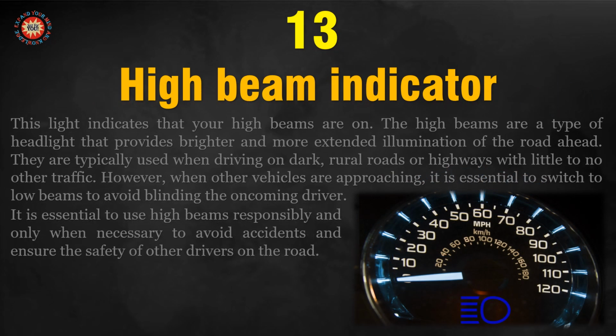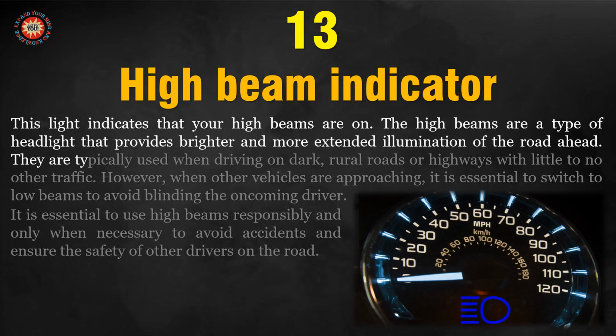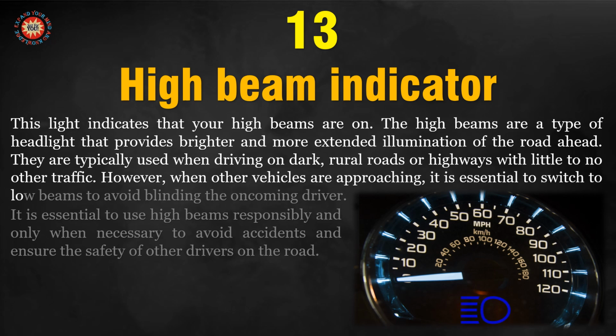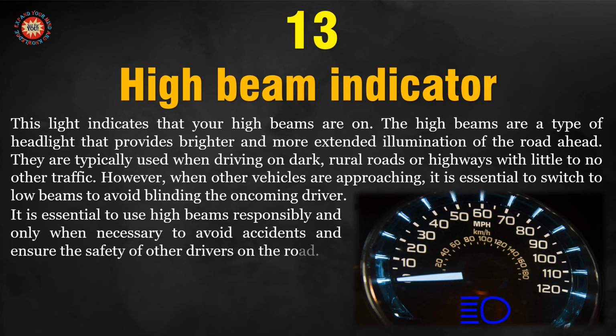Symbol 13. High beam indicator. This light indicates that your high beams are on. The high beams are a type of headlight that provides brighter and more extended illumination of the road ahead. They are typically used when driving on dark, rural roads or highways with little to no other traffic. However, when other vehicles are approaching, it is essential to switch to low beams to avoid blinding the oncoming driver. It is essential to use high beams responsibly and only when necessary to avoid accidents and ensure the safety of other drivers on the road.